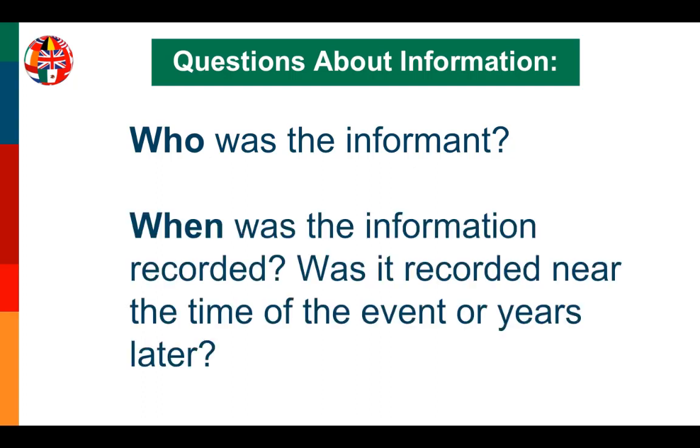When was the information recorded? Was it recorded near the time of the event or years later? An example of this is that the age and calculated birth year in a census enumeration within a few years of birth is more reliable than the census information recorded when the subject was 80 years old.